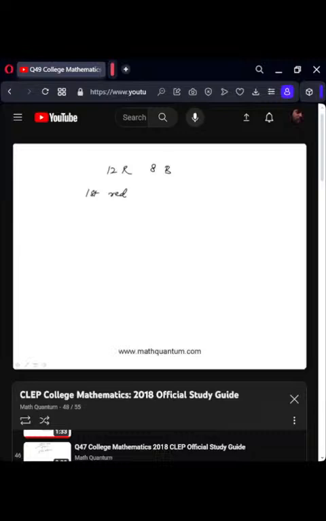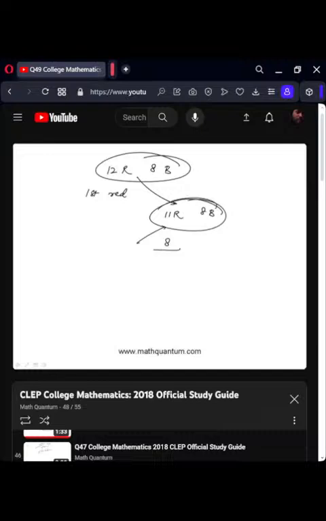So 1 has already been taken out, left with 11 red and 8 blue, so the probability that the second one would be blue would be 8 out of the total, which is 19, so that's answer choice B.